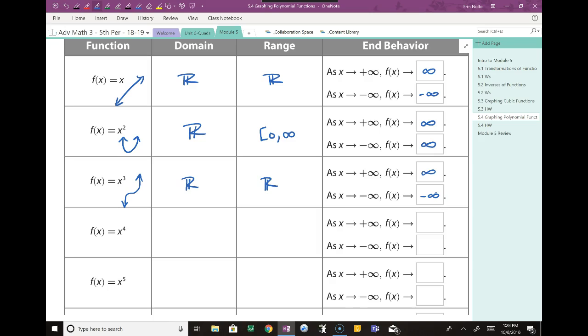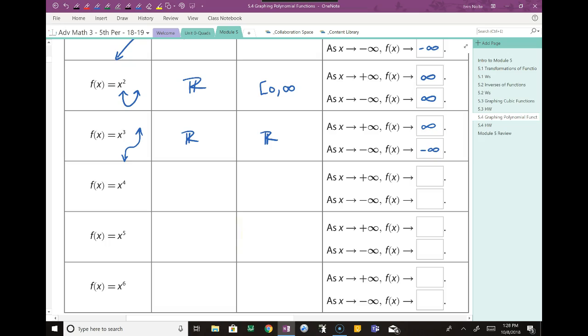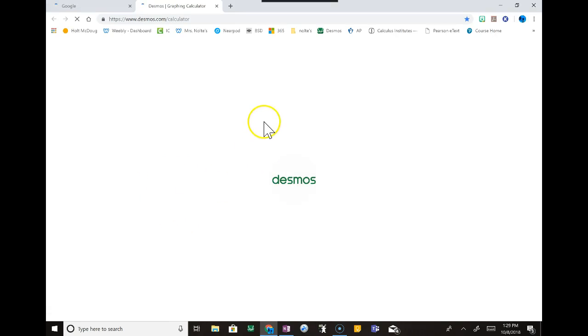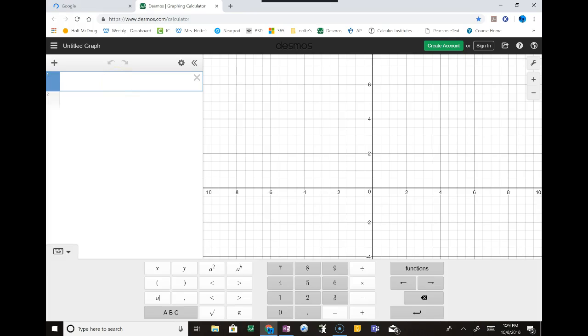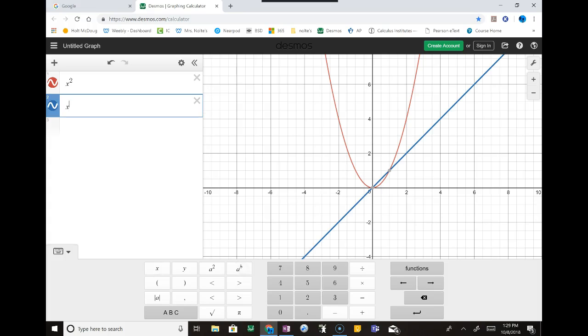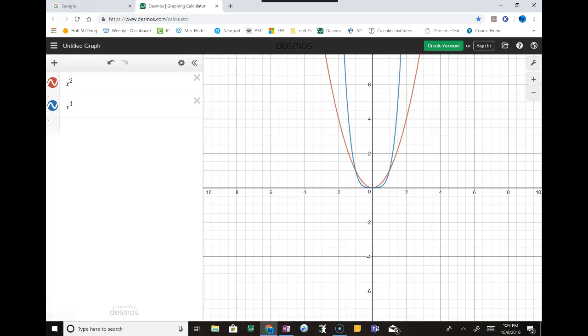Something to notice. Does anybody know what x to the 4th looks like? Okay, W. Yeah, well, it can actually be a W. It can become W-ish in looks. But if I was going to just compare x squared to x to the 4th, you'll start to see something kind of interesting happen. So if I have x squared versus x to the 4th, they both have a parabolic look, so they both are technically parabolas.